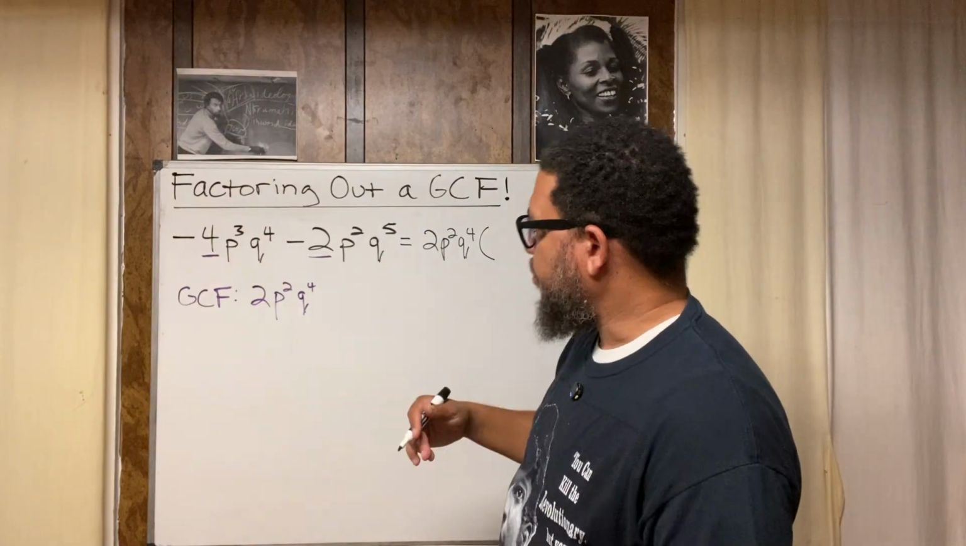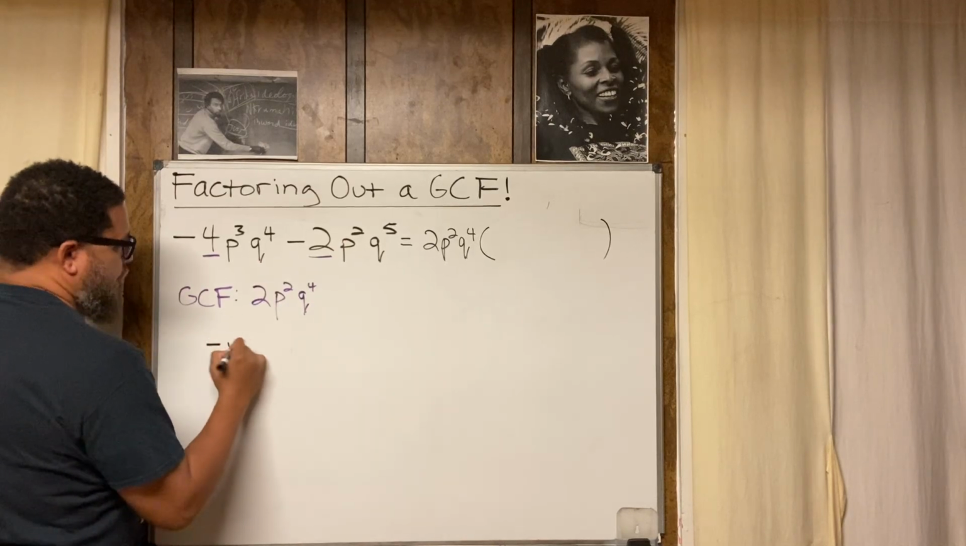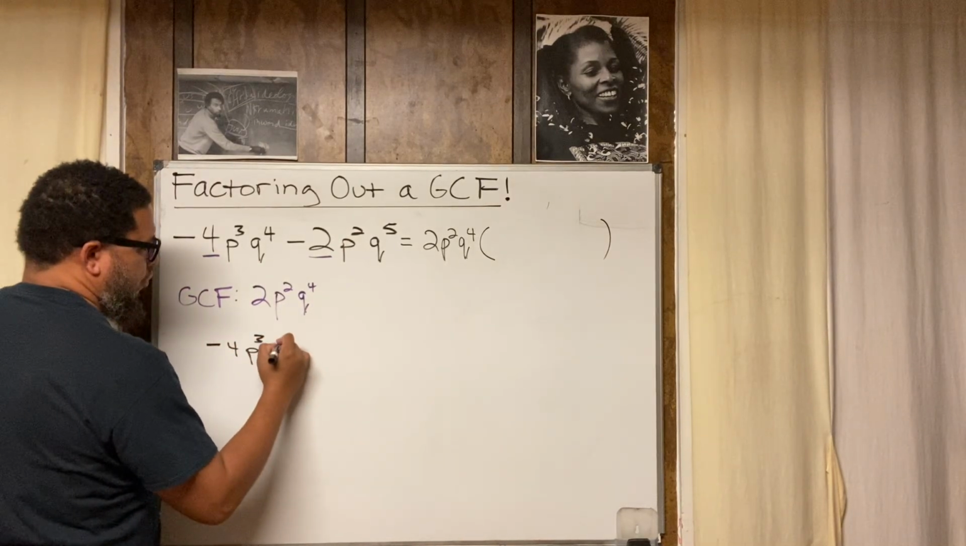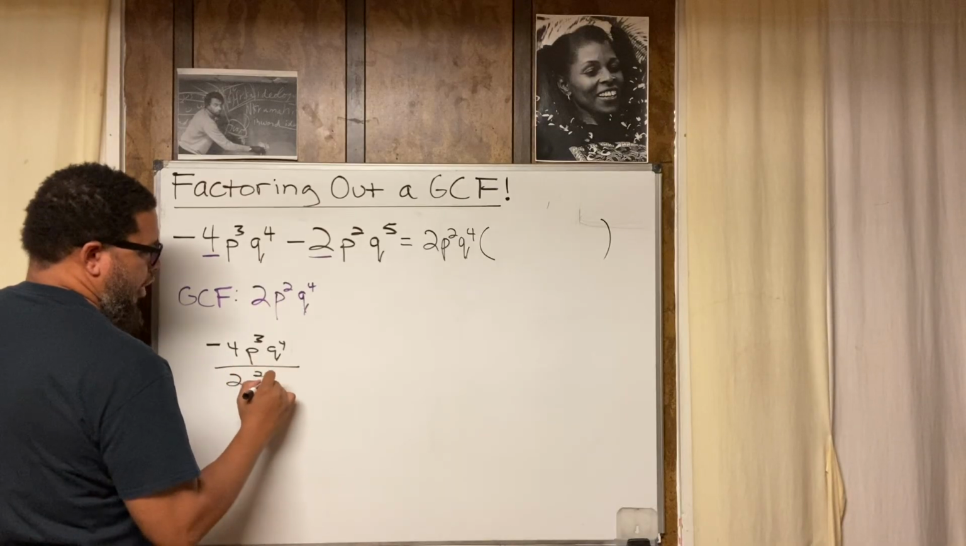All right, so now we're going to do some division. We take the first term, negative 4p to the third, q to the fourth, divided by 2p squared q to the fourth.